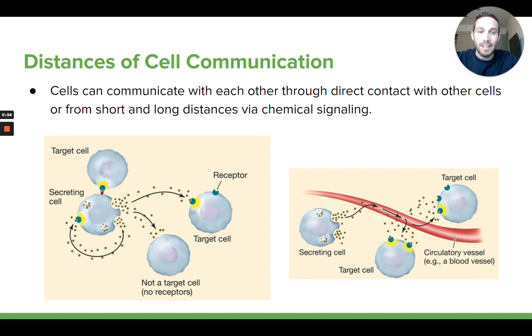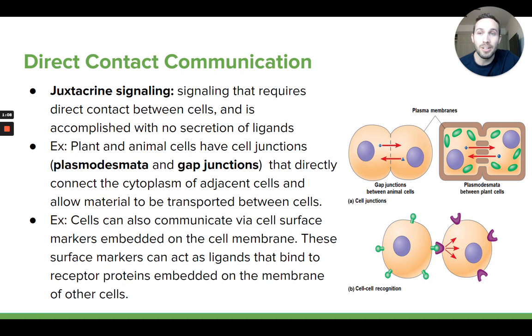Like I said, cells can communicate with other cells that are either very close, and we call that short distance communication, or cells that are very far away, which would be long distance. So we're going to start with cells that are close to each other. There's one type of signaling that involves cells actually coming into direct contact with one another, and that's called juxtacrine signaling. That is whenever one cell is communicating with another cell, and it relies on them being in physical contact with one another.